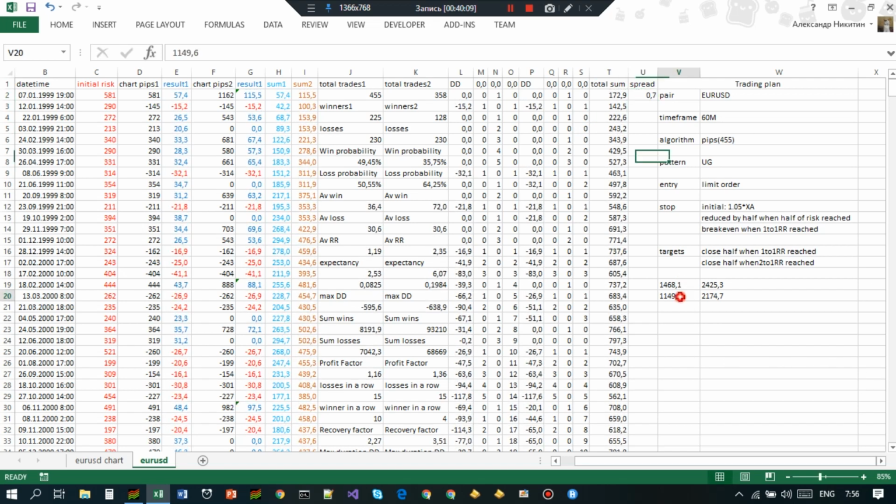Okay, now just imagine this 300 pip difference here, and also a 300 pip difference here. It is only a spread of 0.7. If you have a spread of 2 pips, it turns into even worse. Look at this expectancy of 0.03, if your spread is 2 pips on euro dollar.